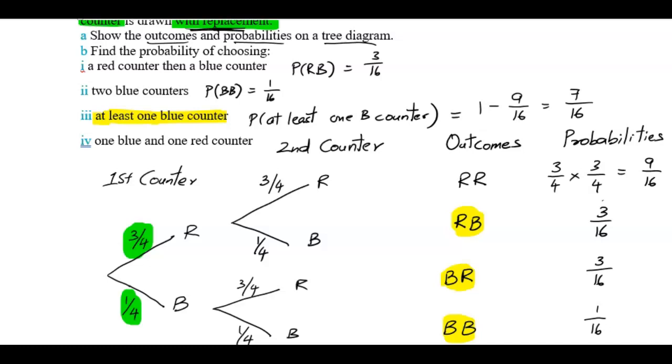Now the last part of the question, 1 blue and 1 red counter. I'm going to use a different color here. Now, unlike the first part of this question where they're saying a red followed by blue, in this question they're not talking about the order, which means they don't care which order we're dealing with. So we have 2 options. We can get a red and a blue counter, or a blue and a red counter. Remember, when we use the word or, what is the operation we've got to take into account? We've got to take into account the addition operation.